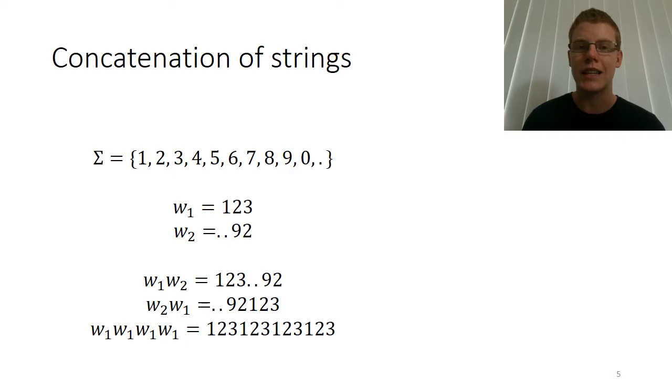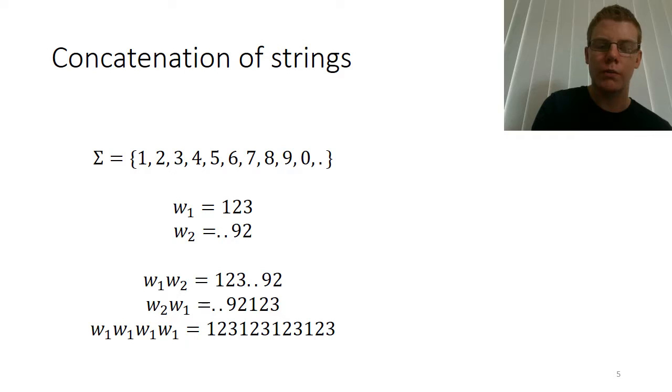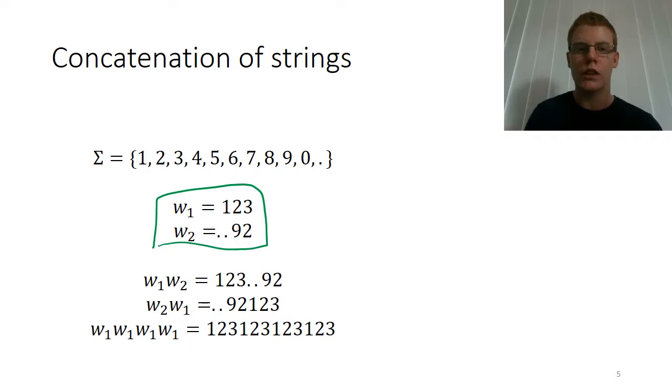The next operation is the concatenation of strings. Now you probably already know what this is from your beginner programming courses, but concatenating two strings just means simply sticking one onto the end of another. So if I've got one string called W1, which is 1, 2, 3, and another string called W2, which is decimal, decimal, 9, 2, then W1, W2 next to each other, which is how we denote concatenation of two strings, is simply 1, 2, 3, decimal, decimal, 9, 2. And the reverse ordered concatenation, W2 followed by W1, is just decimal, decimal, 9, 2, 1, 2, 3.